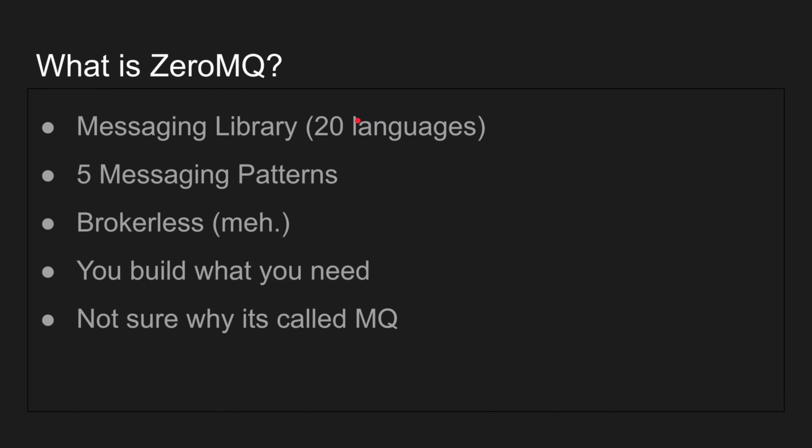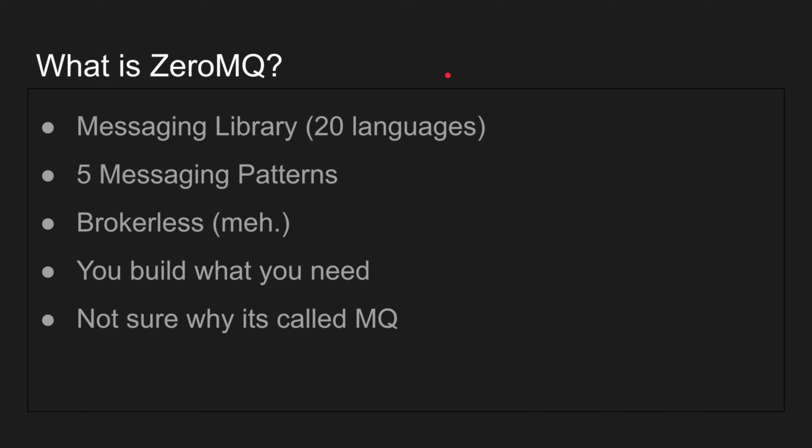All right, so what is ZeroMQ? It is a messaging library. And it's very important, the word library. So you include it in your application to enable messaging. And we can define what messaging means later. But that's what it is.